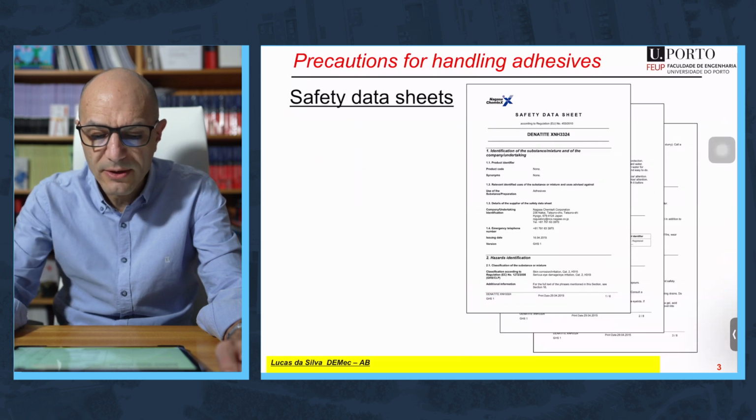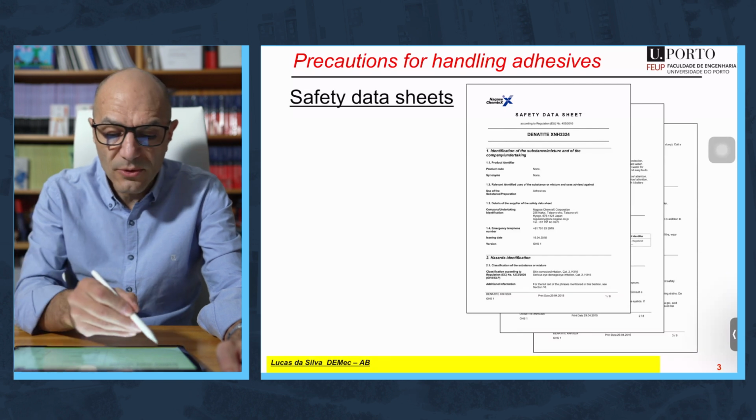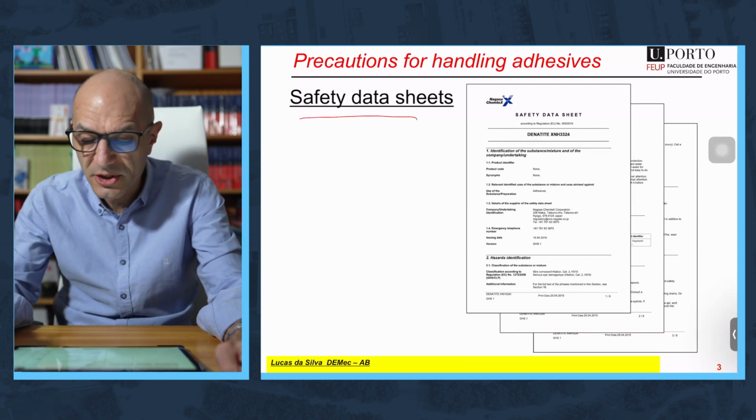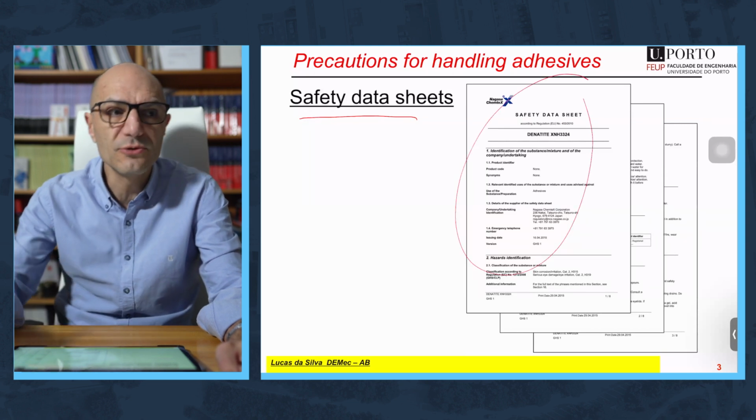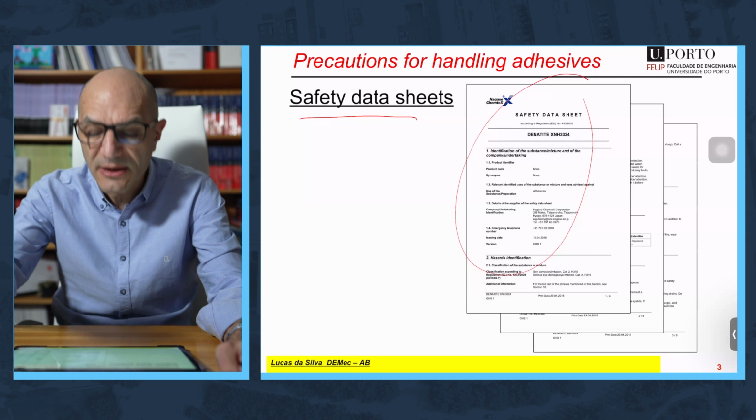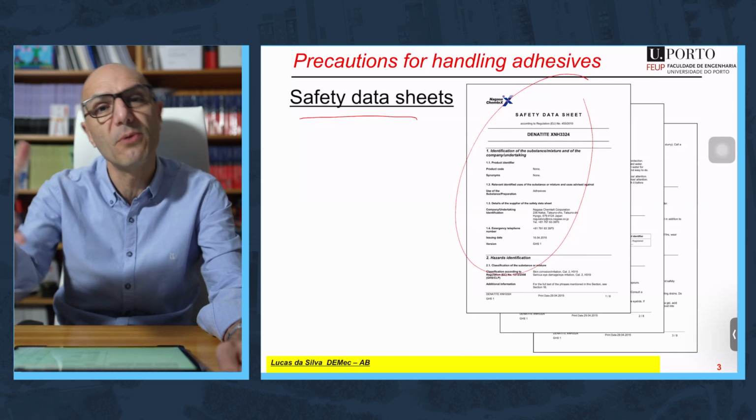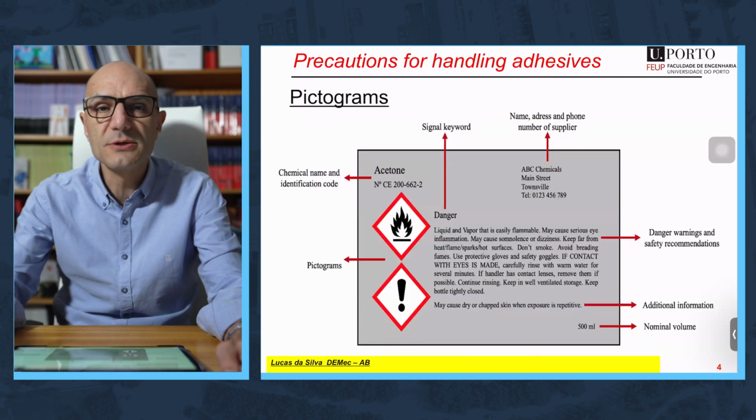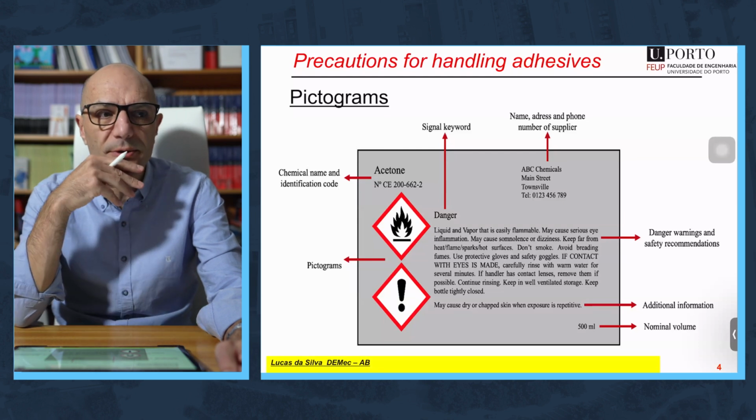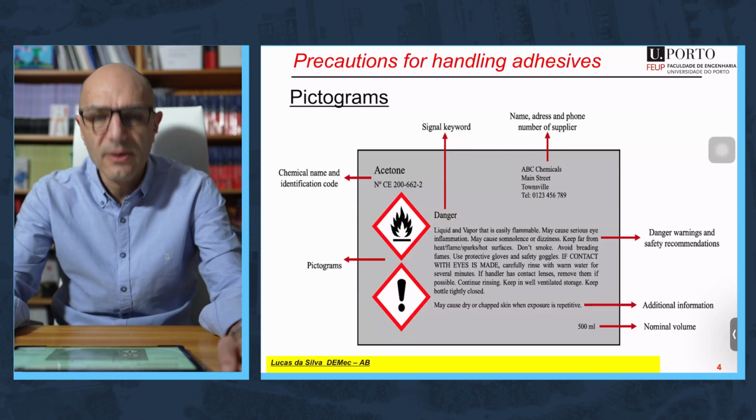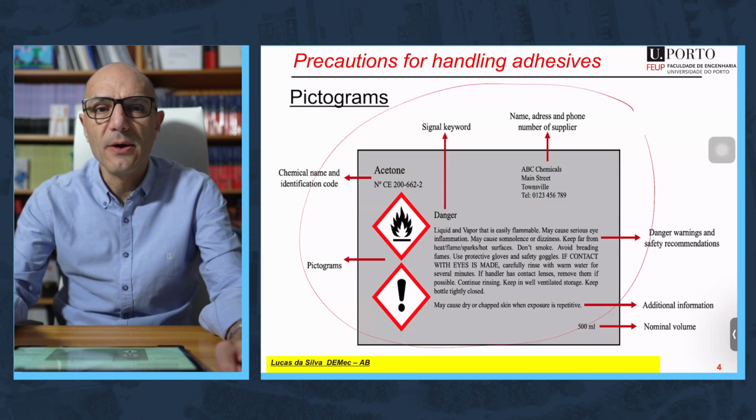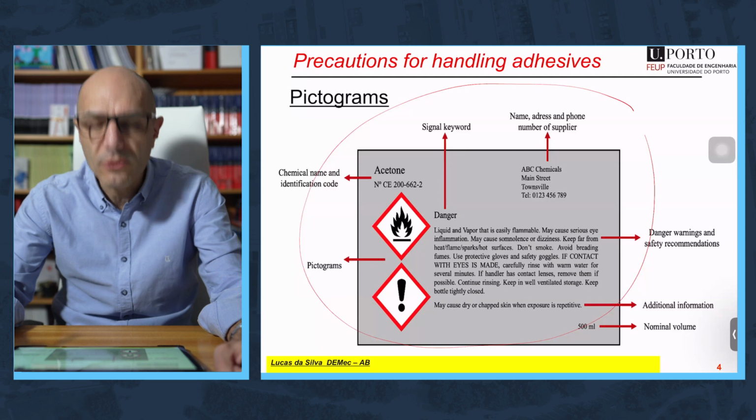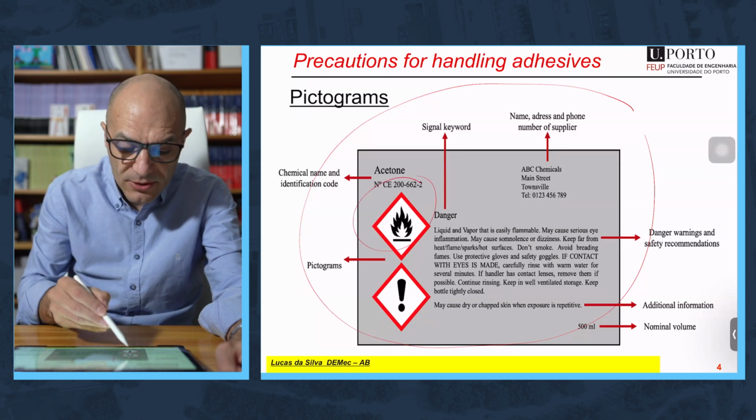Still, about the precautions for handling adhesives, in case of doubt, we should follow the safety data sheet. The adhesive manufacturers will give you, in addition to the technical data sheets, the safety data sheet, and it will tell you what are the main components in the adhesive. Also, the cartridges or the recipients, the tins where the adhesive is, will have labels such as this one, which indicate the main precautions you should have, especially the pictograms.